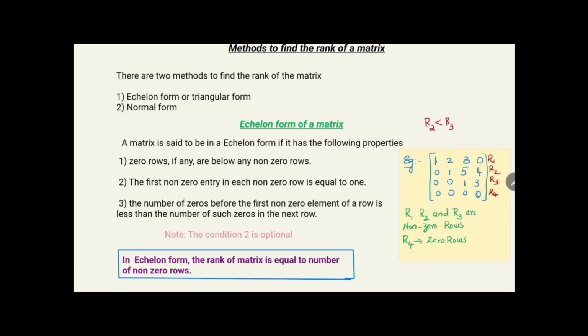But here you have to remember one thing, that condition 2 is optional. That is, it is not compulsory that the first non-zero entry should be 1. It can be any other number. If possible, make it 1 or else you can leave it. I will tell you this one.